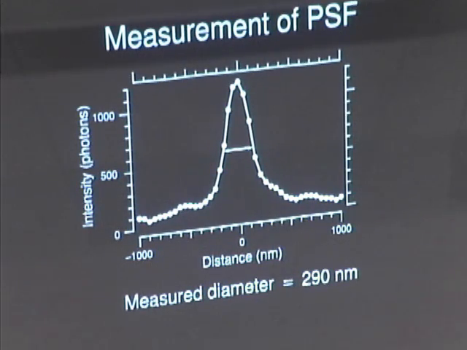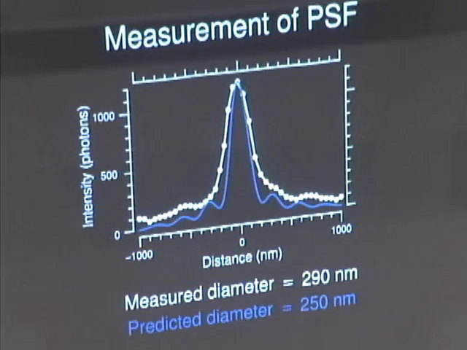The resolution of this microscope depends on the angle of the laser beams, because the angle of the laser beams determines the pitch of the fringe, the pitch of the stripy pattern. So the prediction based on the angle of the beams from the apparatus was that it should have been 250.